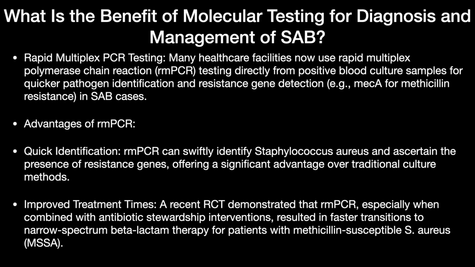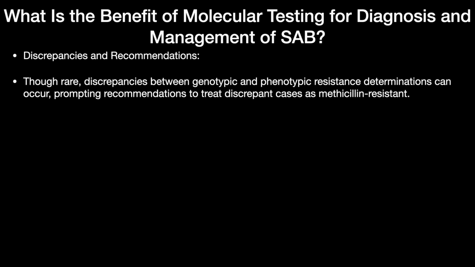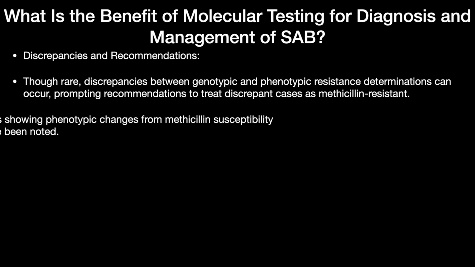A recent RCT demonstrated that PCR, especially when combined with antibiotic stewardship interventions, resulted in a faster transition to narrower-spectrum beta-lactams in patients with methicillin-susceptible Staph aureus, MSSA. What is the benefit of molecular testing for diagnosis? The discrepancies and recommendations. Though rare, discrepancies between genotypic and phenotypic resistance can occur, prompting recommendations to treat discrepant cases based on the methicillin resistance.